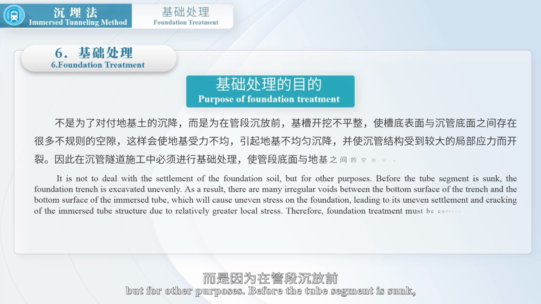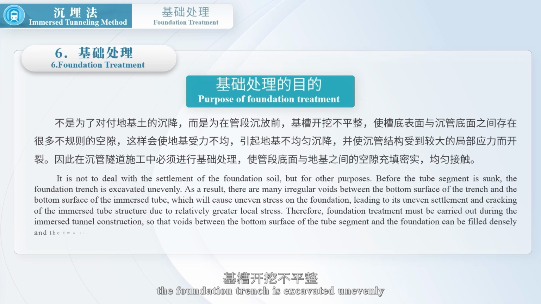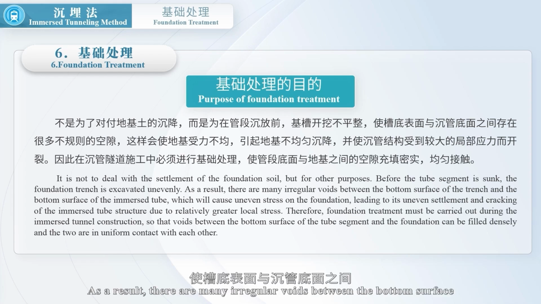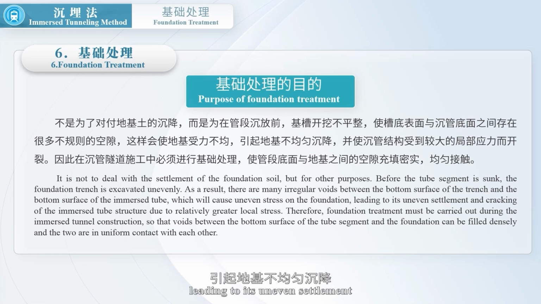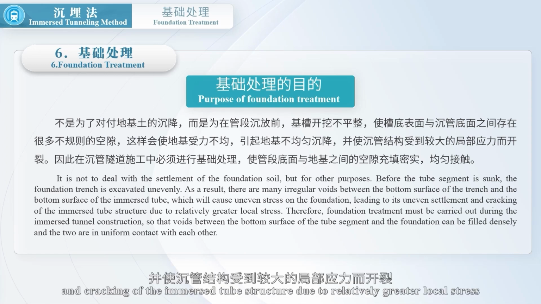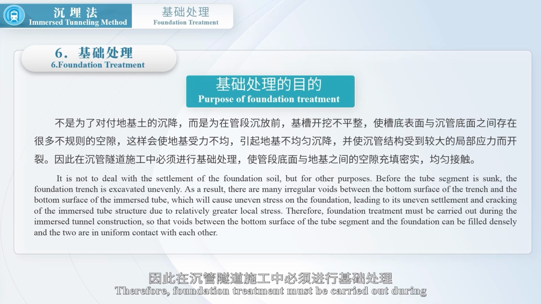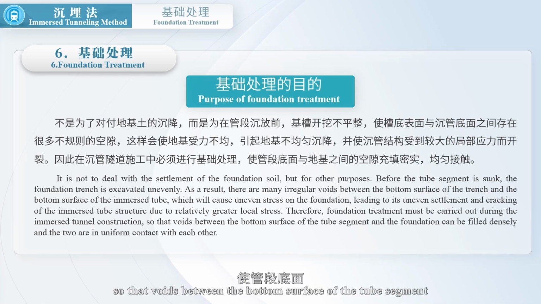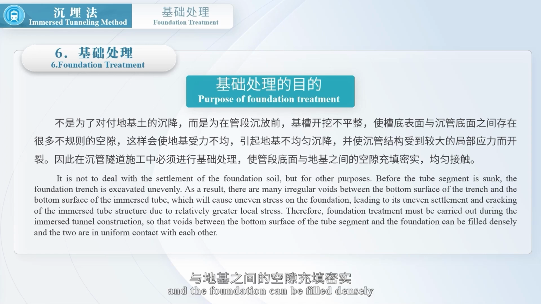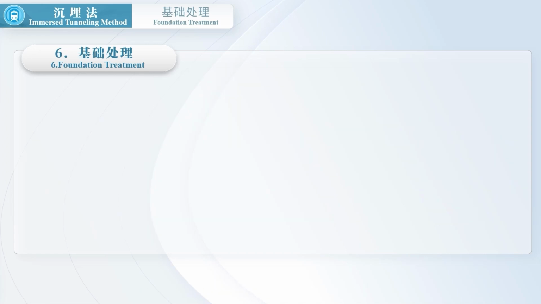Before the tube segment is sunk, the foundation trench is excavated unevenly. As a result, there are many irregular voids between the bottom surface of the trench and the bottom surface of the immersed tube, which will cause uneven stress on the foundation, leading to its uneven settlement and cracking of the immersed tube structure due to relatively greater local stress. Therefore, foundation treatment must be carried out, so that voids between the bottom surface of the tube segment and the foundation can be filled densely, and the 2 are in uniform contact with each other.